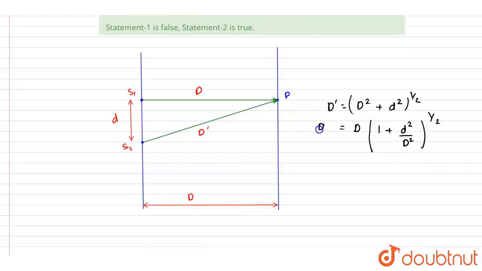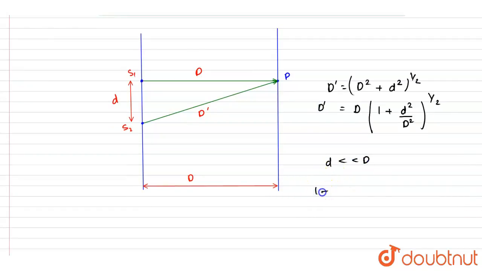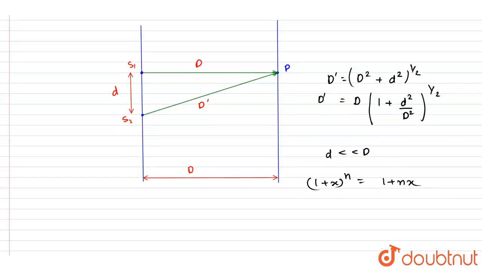So we know that this small d is so small compared to D, so we can expand this by the binomial expansion, that (1 + x) to the power n is approximately 1 + nx. We will ignore the higher powers of x since d by D is so small. And if you see here the power is half, so we'll write this down. So this we got D dash.